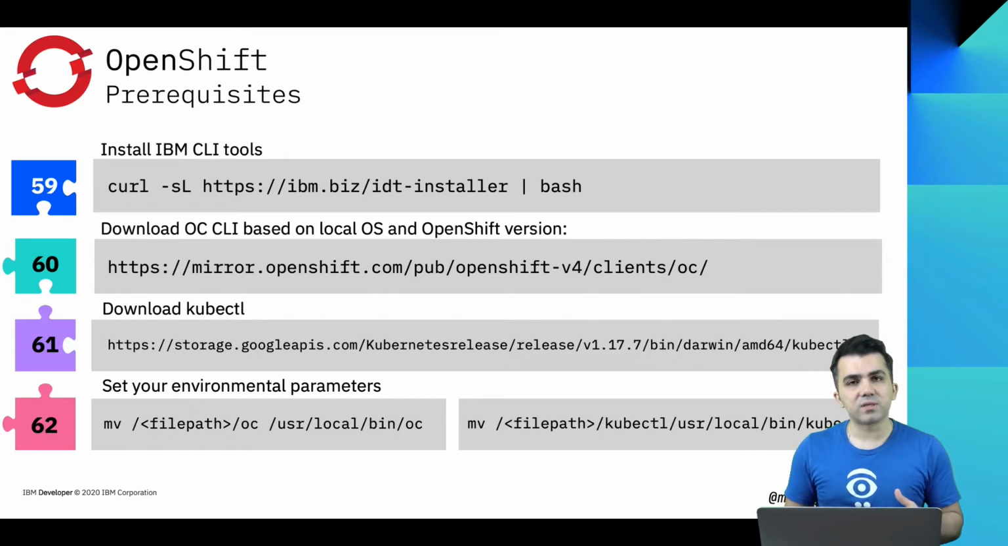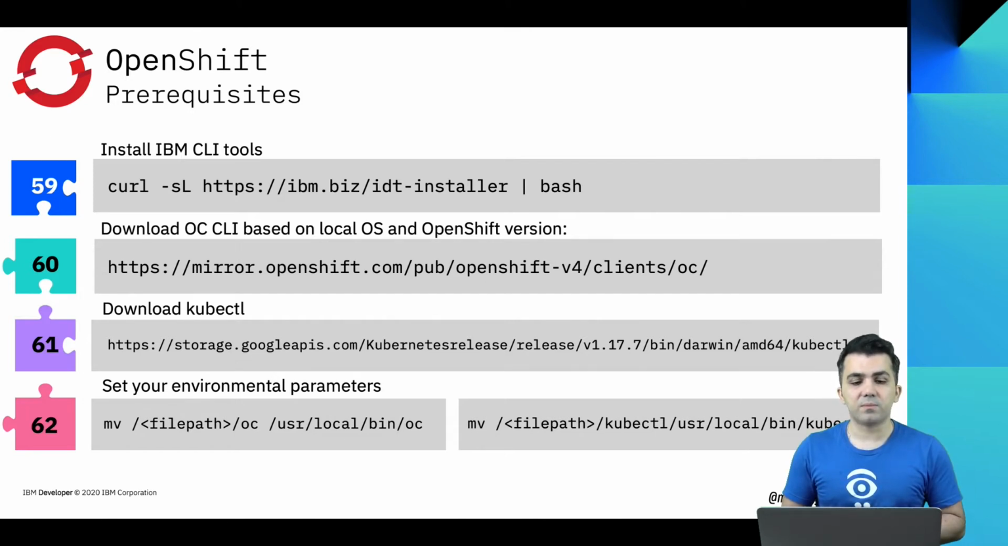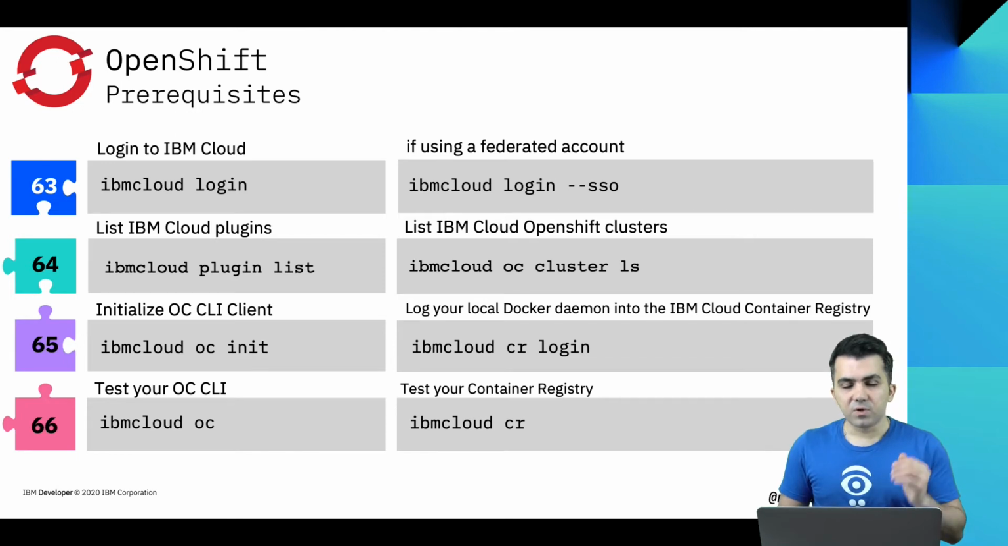Once you download and install this, you need to set your environmental parameters. When you use OC and kube control, your system is already configured to connect to your IBM Cloud through the IBM CLI Tools. Once you've done that, you need to log into your IBM Cloud. If you're on a federated account, you need to add --sso.